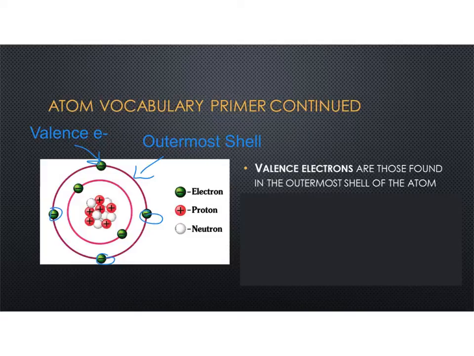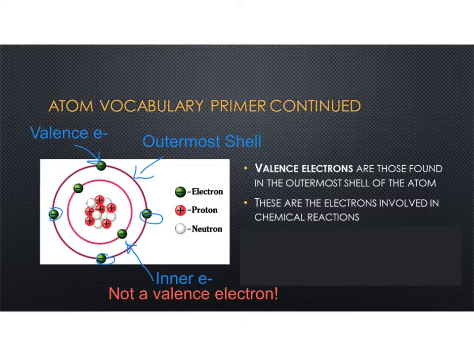Please be careful in quizzes and tests and on your homework, because it's very important to understand and watch very closely. Are you being asked for the total number of electrons or for the number of valence electrons? Be very, very careful. And there I have pointed at an inner electron. Again, that's not a valence electron. Why are valence electrons so important?